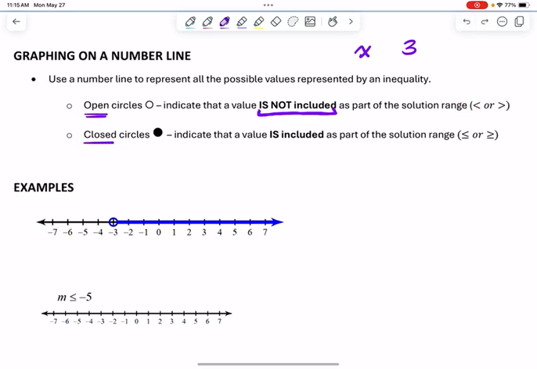Same idea, but in the other sense, I use a closed or shaded in circle to represent a value that is included as part of the solution range. So if I use less than or equal to, then I know I can have x be equal to 3 because 3 is a possible value that makes that inequality true. And same idea, if I had greater than or equal to 3, x can equal 3 because it is a value that makes that inequality statement true. So if I have those inequalities, I will use a closed circle.